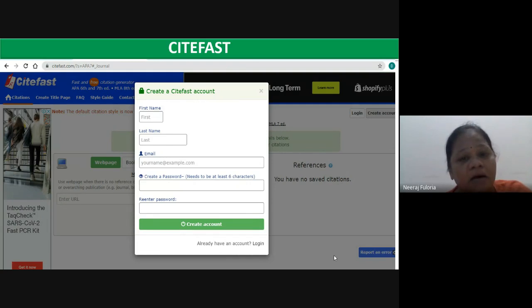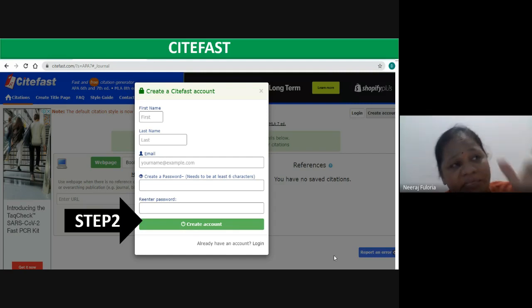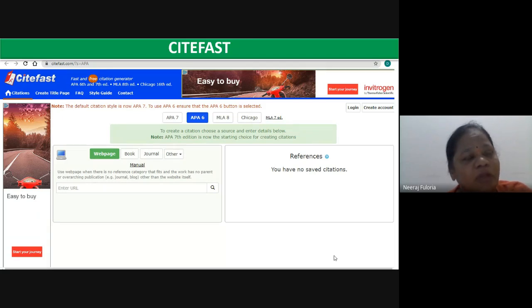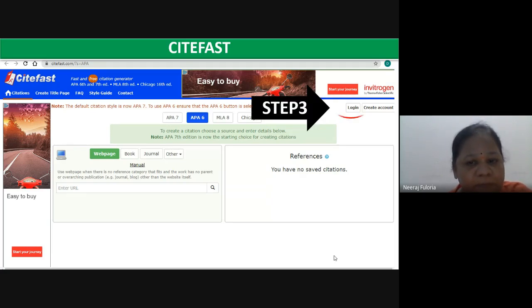You can create your account. Without an account you can also access it, and whatever references you prepare will be retained for 3 days. But my suggestion, if you want to retain them forever and make a list of your references, is to create an account on the site first. It is very simple. You just write your first name, last name, and email ID, and put in your password.